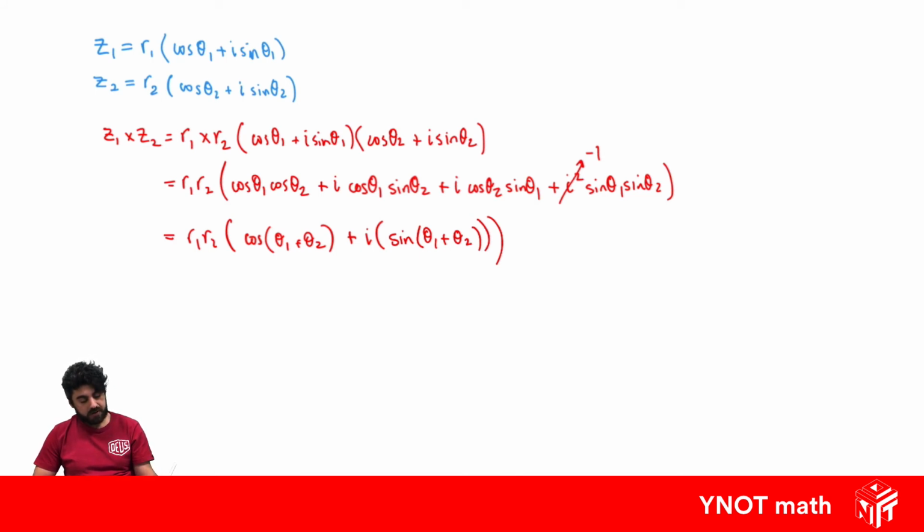And if we just write it in cis form, we're probably able to see what's going on a bit better. So writing it in our cis form, we just get r1 r2 cis of theta 1 plus theta 2. And you can see by multiplying two complex numbers together, all you need to do is multiply the modulus of them each together and then add the arguments together.